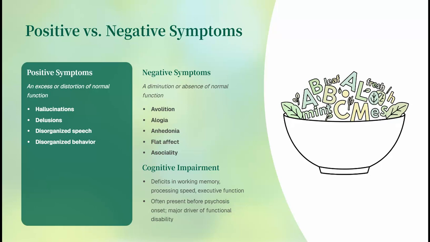Negative symptoms, they can pretty much take something away. Avolition: I don't care, I'm not going to do anything. They don't have any drive to do anything. Alogia, that's the quiet symptom. They don't talk much or they have very little to say.